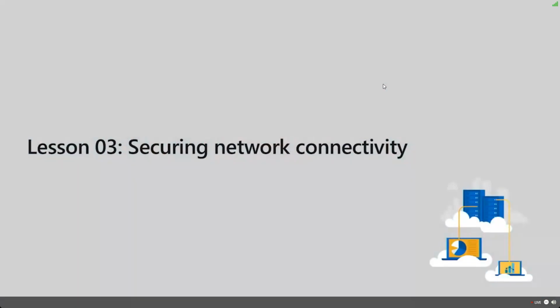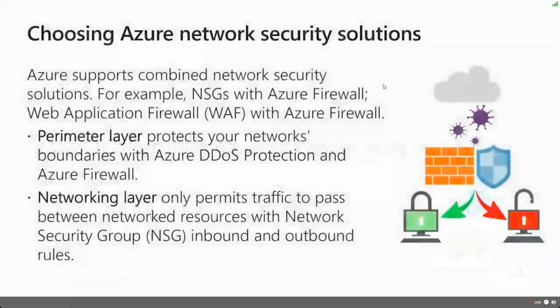How do we start securing the network? And everybody's familiar with this, right? How do we start talking about it? In Azure, we have network solutions. We have to look at layers. We have the perimeter layer. Why, you all had this.